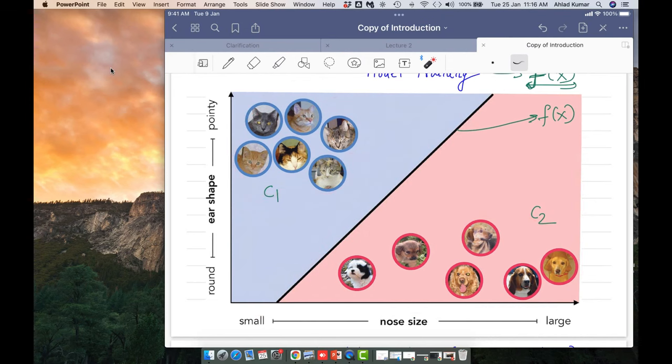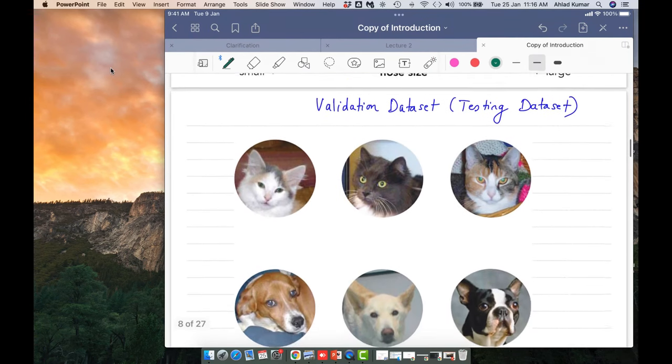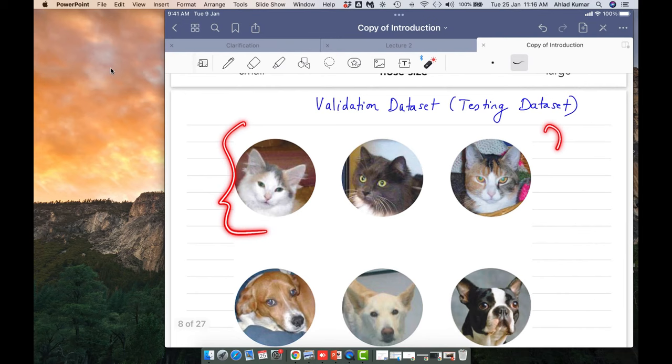Testing images are used for testing this function, and these images will be different from the training images. They will all be different. It will not be the same images which are used in training. That is one of the important points in machine learning algorithms.